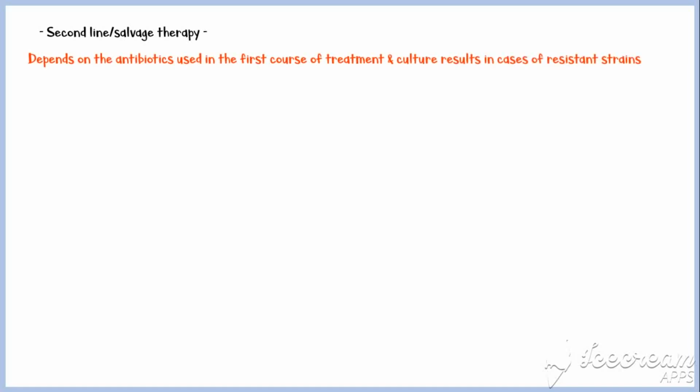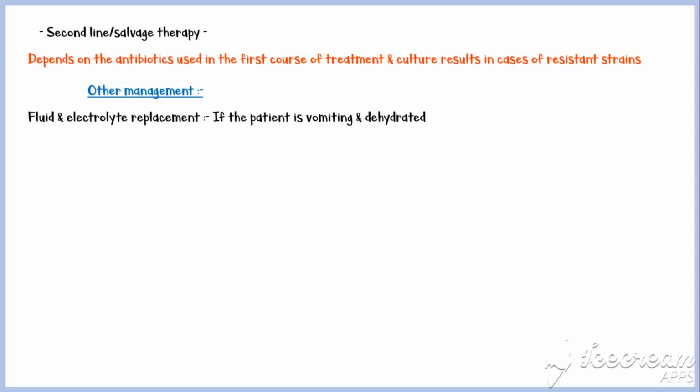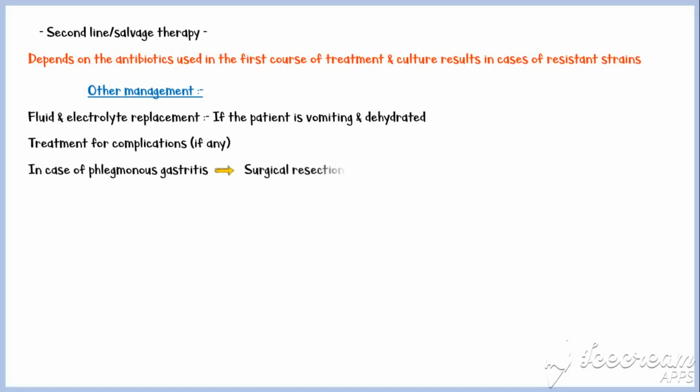Second line, or salvage therapy, depends on the antibiotics used in the first course of treatment, and culture results in cases of resistant strains. Other management measures include fluid and electrolyte replacement if the patient is vomiting and dehydrated, and treatment for complications. In case of Phlegmonous gastritis, surgical resection of the affected part is essential.